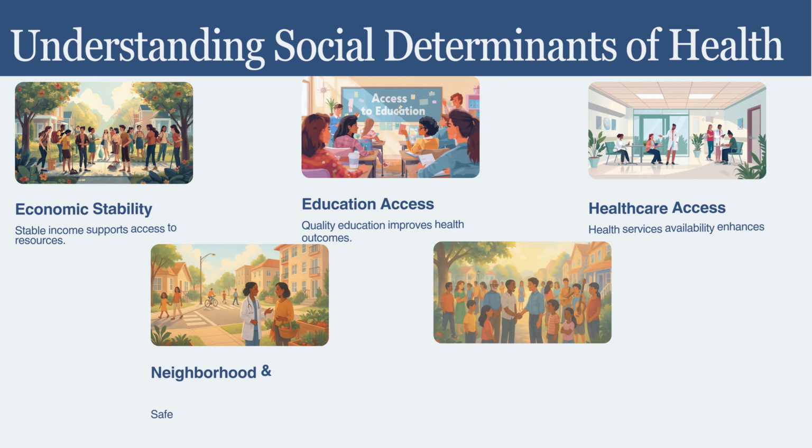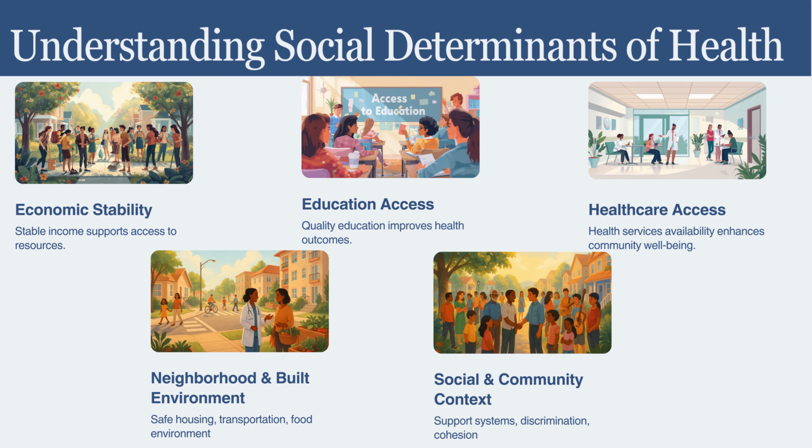The social determinants of health are the conditions in which people live, learn, work, and grow. These 5 domains: economic stability, education access, healthcare access, neighborhood and built environment, and social and community context, influence up to 80% of health outcomes. Understanding SDOH helps us see the full picture of a person's health.